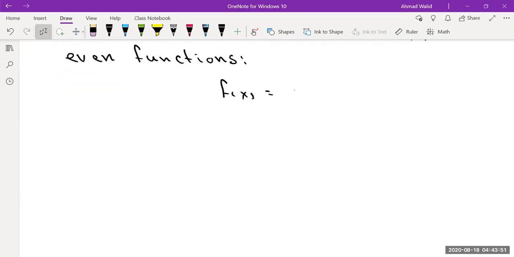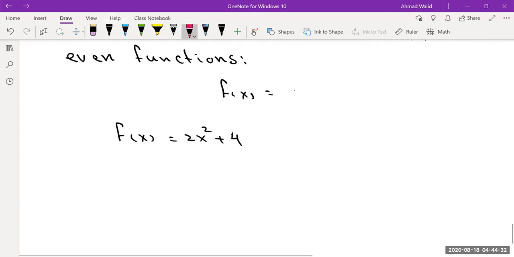Or in an easier language, every time that I give you a function, for example, f of x equal to x squared plus 4, if I ask you if it's an even function or odd, what you do is replace your x with negative x. This is the test. Remember, to check if a function is even or odd, always replace your x with negative x.